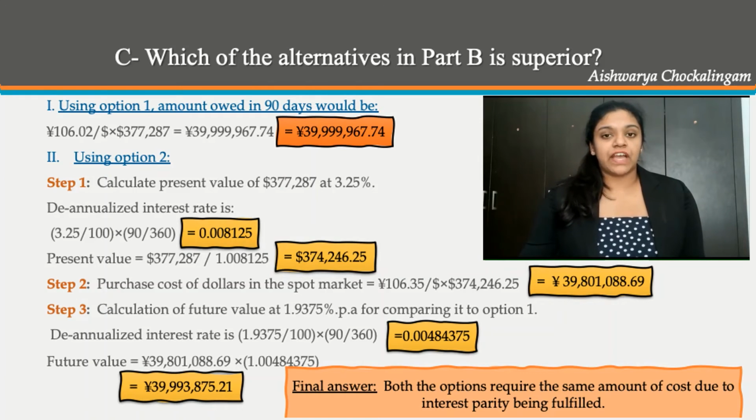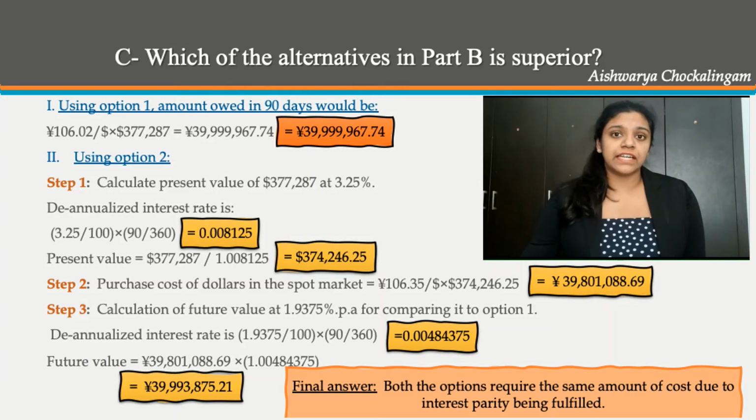Under option 1, we have to calculate the total amount we are required to pay. For this, with a forward rate of $1 being valued at 106.02 Japanese yen, multiplied with the total amount we are required to pay in dollars, which is $377,287, we get a total value of 39,999,967.74 Japanese yen that we are required to pay under option 1 with a forward rate.